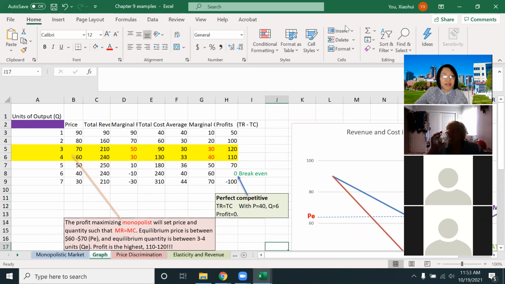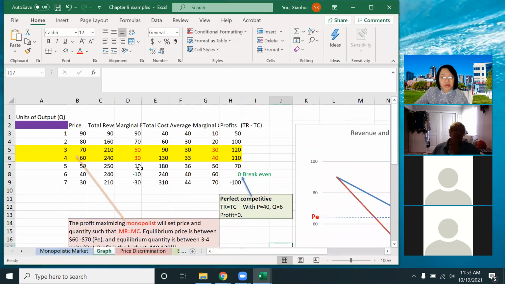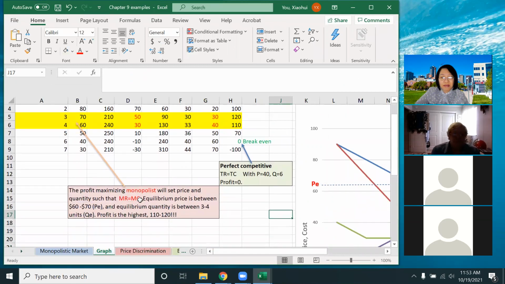So now let's look at this situation. When marginal cost equals marginal revenue, that's the profit maximizing point for monopolistic companies. Okay. Is it when total cost equals total revenue? When total cost equals total revenue, that's the break-even point. That's for the perfect competitive market.